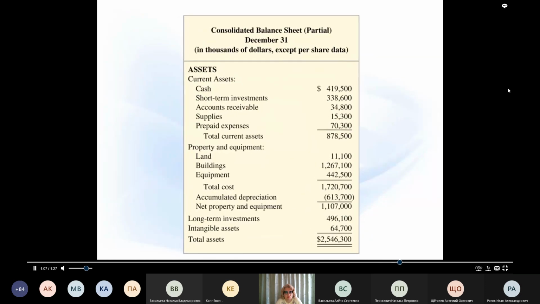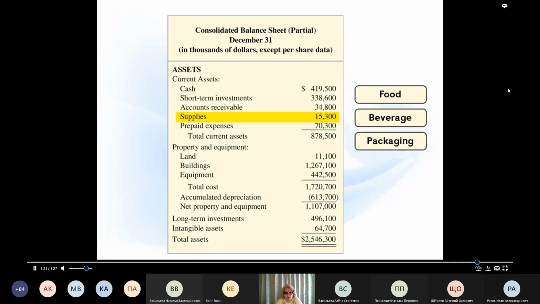The accounts you see in the financial statements of most large corporations are actually summations or aggregations of a number of specific accounts in their record-keeping system. For example, a company that operates restaurants would maintain separate accounts for food, beverage, and packaging supplies, but would combine them under supplies on its balance sheet.